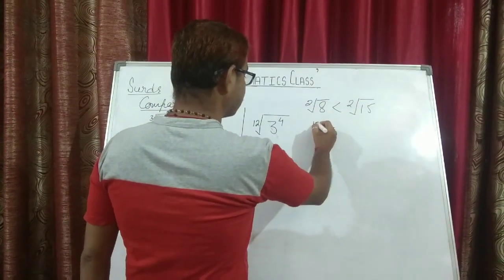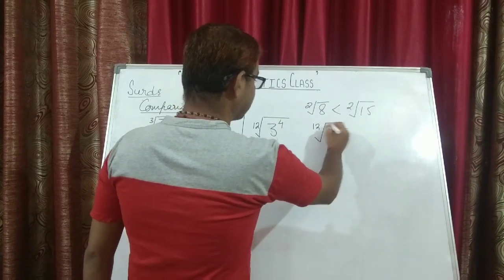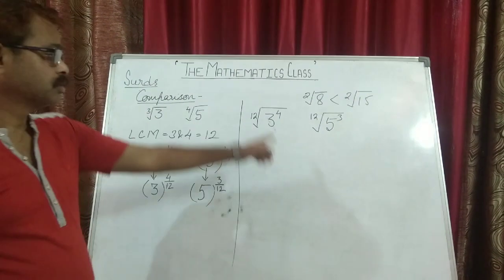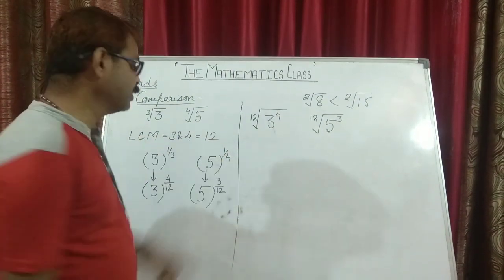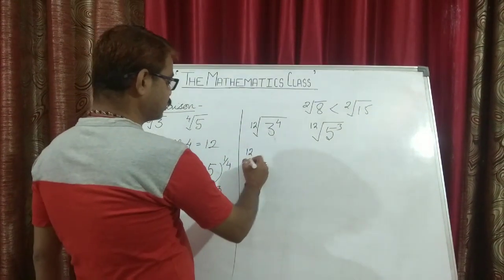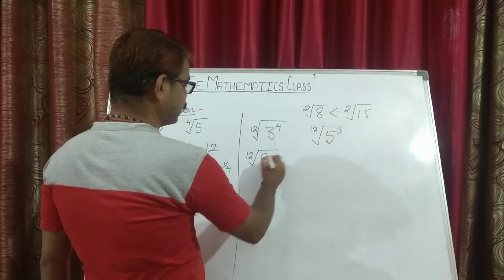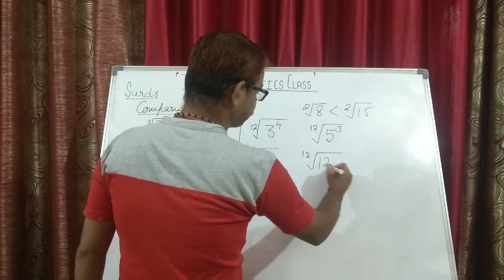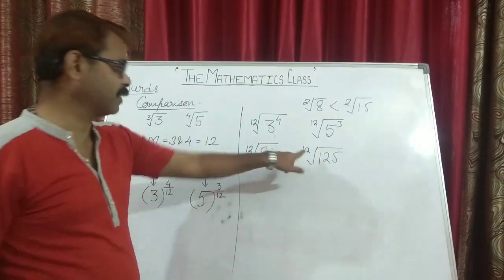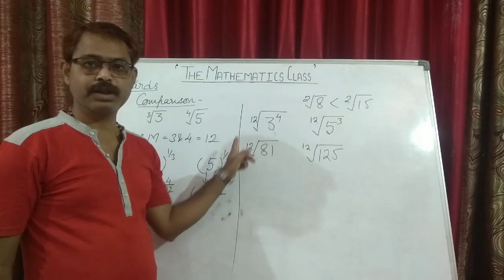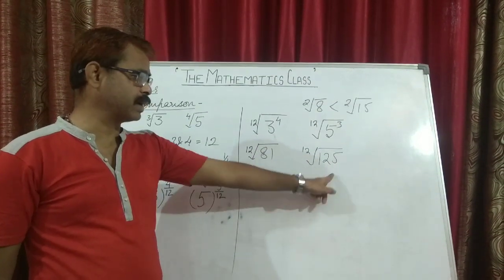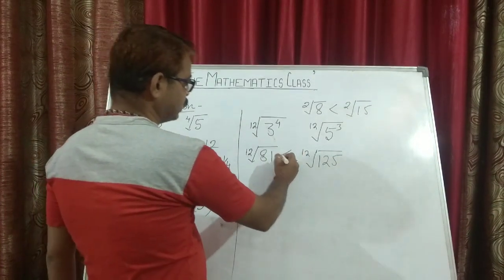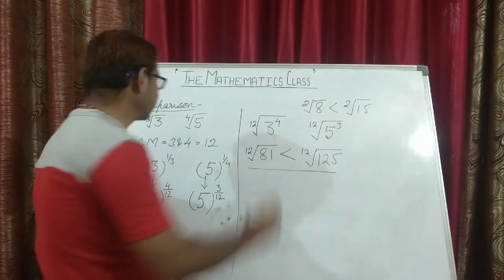and this can be written as 12th root 5 to the power 3. Now 3 to the power 4 is 81, so it means 12th root 81, and this means 12th root 125. Now you can see both have the same powers, 12th root. Now you can easily make out which one is bigger. 125 is bigger and 81 is smaller. So you can put a sign like this. That is your final value.